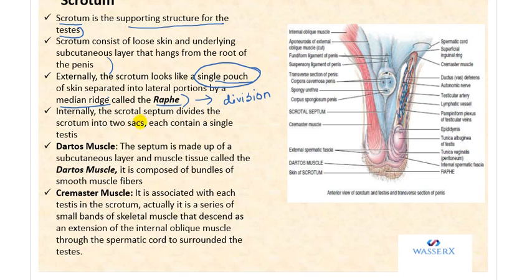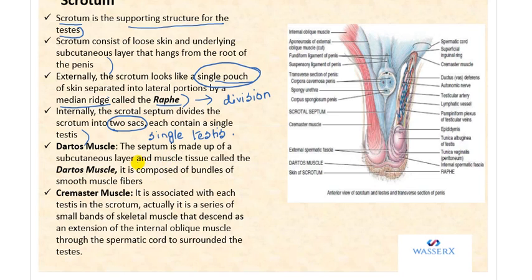Then internally the scrotal septum divides the scrotum into two sacs. Okay, so internally there is actually a division, each containing a single testis. So there are two scrotal sacs and each contains a single testis, and the division internally is very prominent, right?